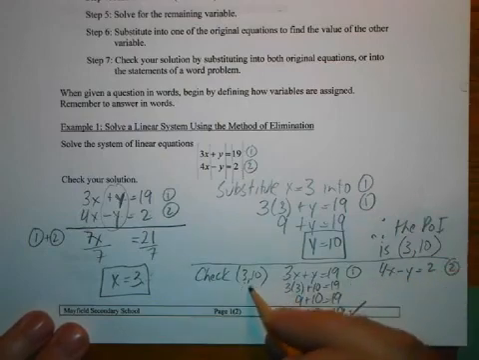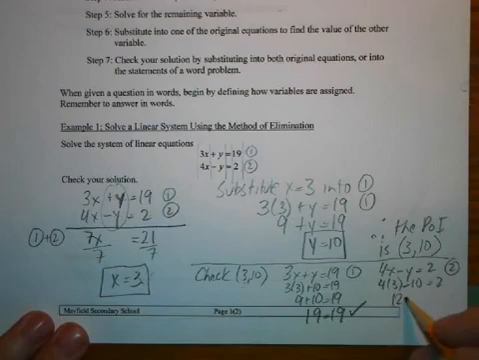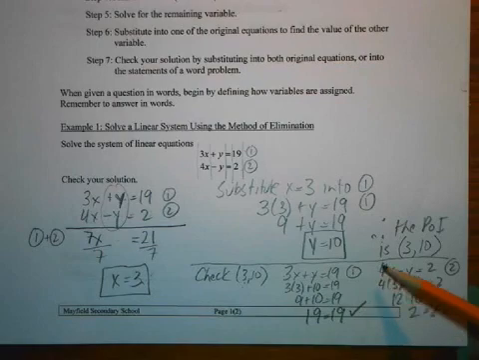So now I'm going to plug the point (3, 10) into here. So 4 times 3 minus 10 is equal to 2. 12 minus 10 is 2, equals 2. Yes, that point is also on the second equation. So that means the point is on both lines. So it has to be the point of intersection.